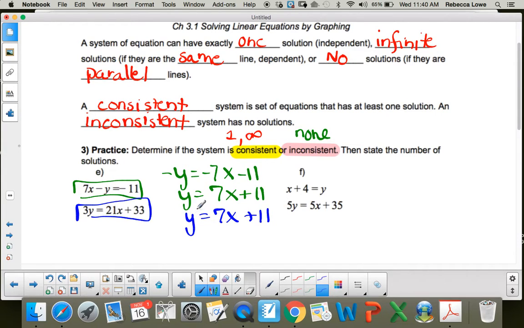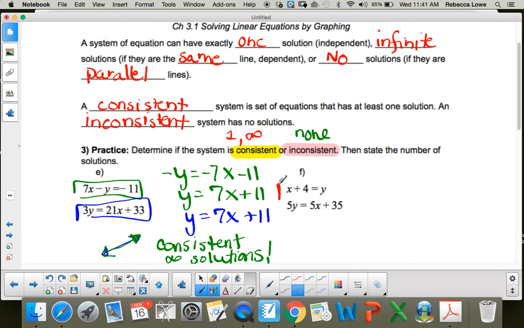So what do you notice about those two? They're the exact same line. That means they are on top of each other. That means a solution does exist. In fact, that would be consistent. And there are infinite solutions. Infinite, because every point on that line is a solution to that system because it's the same line.